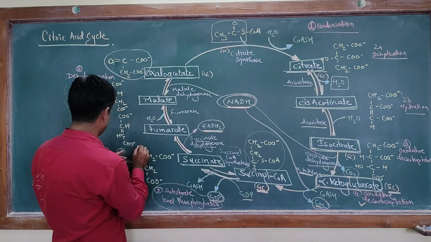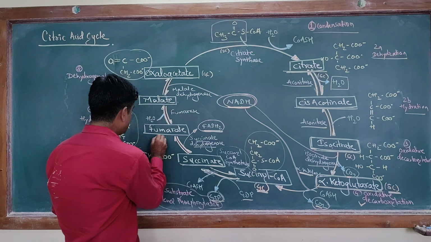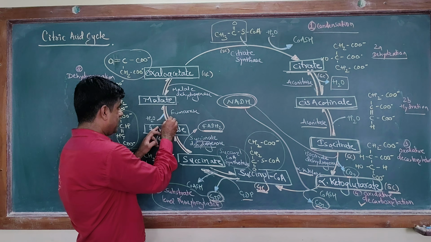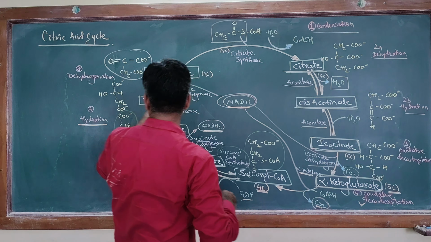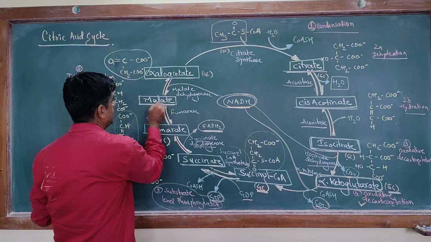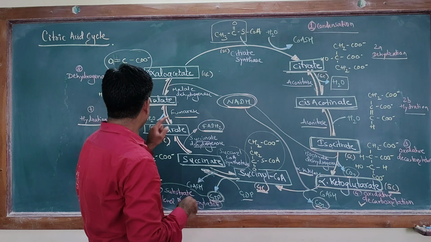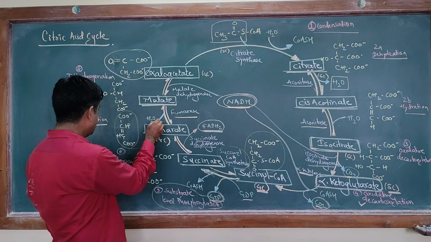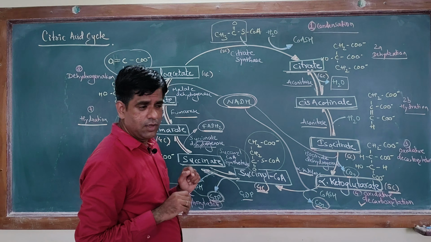So here you have the formation of what is called a fumarate, a 4 carbon intermediate. This fumarate is then hydrated. So there is a reaction of hydration. Water is added and there is formation of what is called malate, catalyzed by the enzyme fumarase. This fumarase adds the water across the double bond and there is formation of malate.